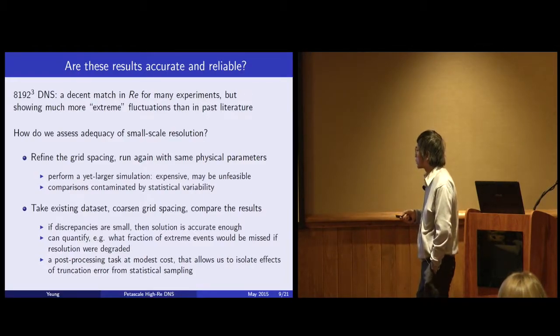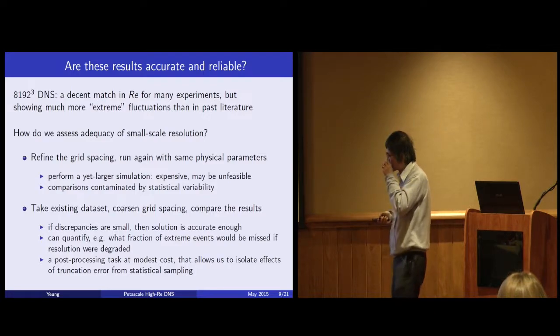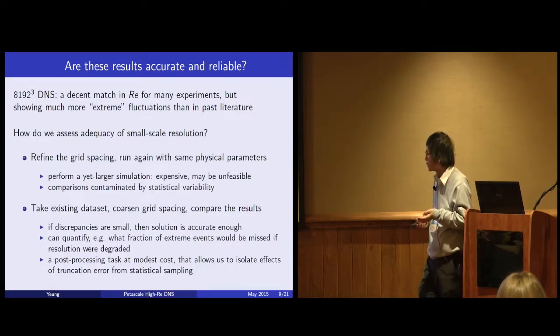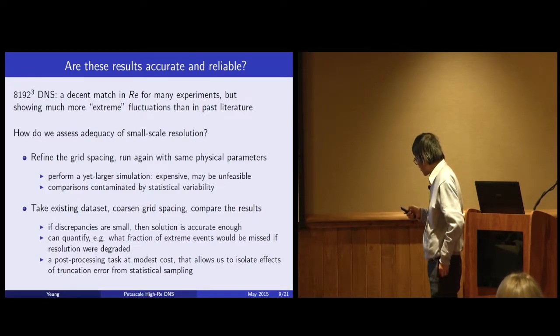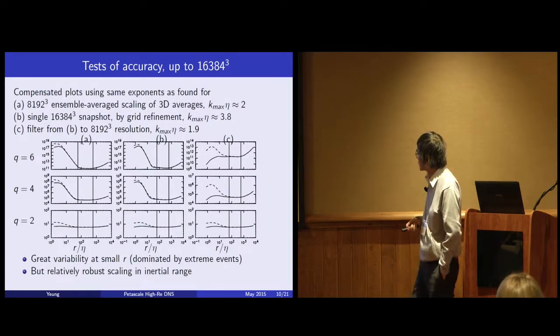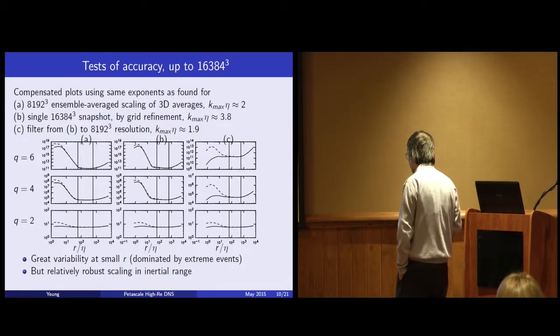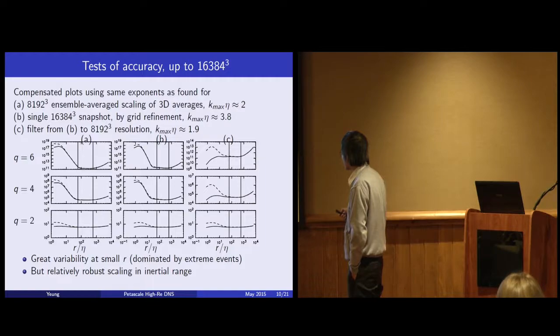And the other approach we can take is to use an existing data set. Think about it from the point of view of large eddy simulation, perhaps. We would coarsen the grid spacing. We would go into the data set, essentially in the form of post-processing. We will cut off some of the high wave numbers and see how the results change. If the results change a lot, it implies that our simulations are not accurate. If the results change only a little, then it seems that we will be fine.